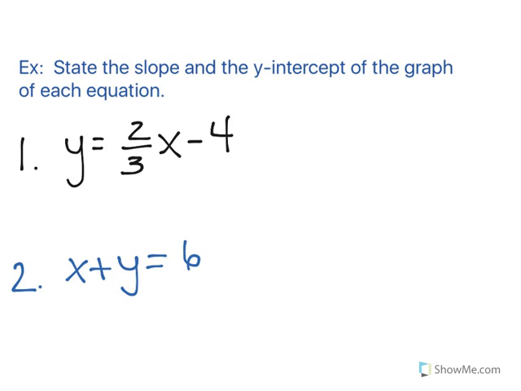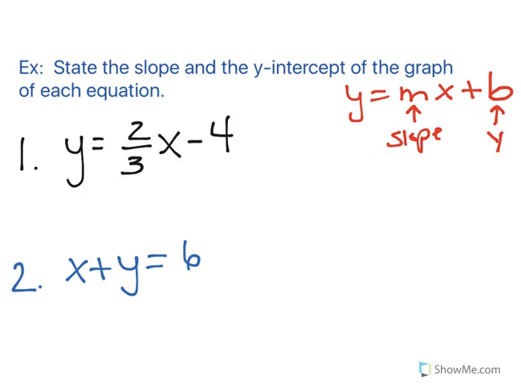State the slope and the y-intercept of the graph of each equation. So I'm going to put y = mx + b. This formula is going to be your friend this lesson, so you're going to keep writing it multiple times. Again, our m is our slope, and then our b is our y-intercept.